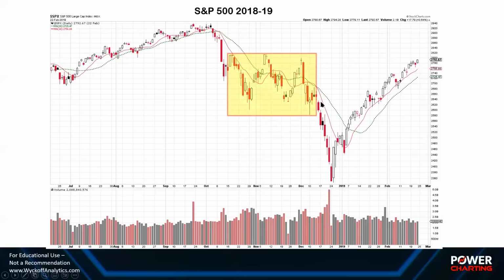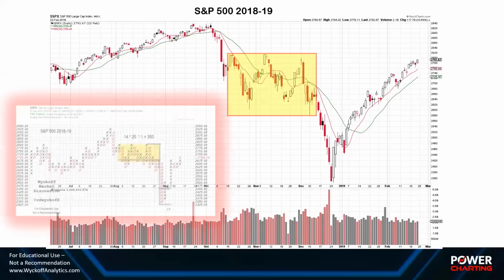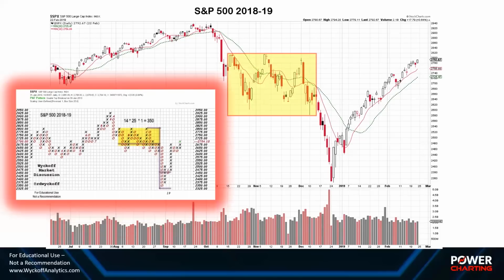That area is important. We will count this on a point and figure basis because it gives us potential objectives. But also I want to illustrate that there is a commonality between what's going on now and what happened in 2018-19, and it's a cautionary tale to be sure.